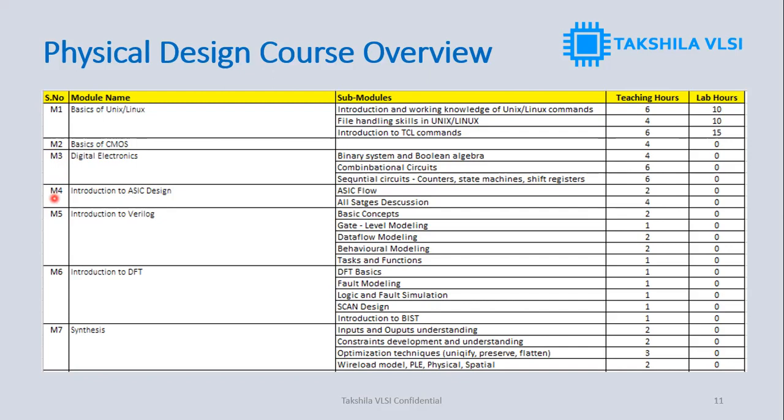Next, the fourth module is ASIC design. ASIC stands for application specific integrated circuit. In contrast with ASIC, we have FPGA. So what is the basic difference between ASIC and FPGA? ASIC is application oriented, but FPGA is not like that. Whatever FPGA board you have, you can dump the code in the FPGA, and according to the code, that particular FPGA board will work. But ASIC is completely application specific.